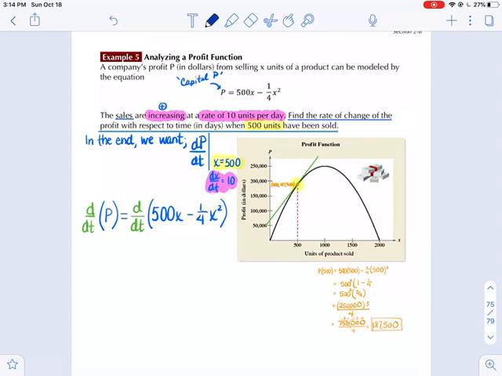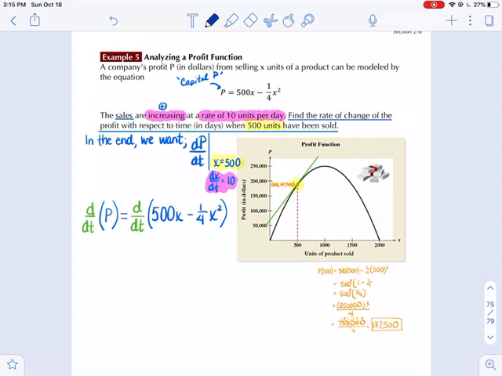The company's profit P in dollars from selling x units of a product can be modeled by this particular equation. Notice the capital P, because we use lowercase p for demand. So P is equal to 500x minus 1/4 x squared. And the sales are increasing at a rate of 10 units per day. Find the rate of change of profit with respect to time in days when 500 units are sold.